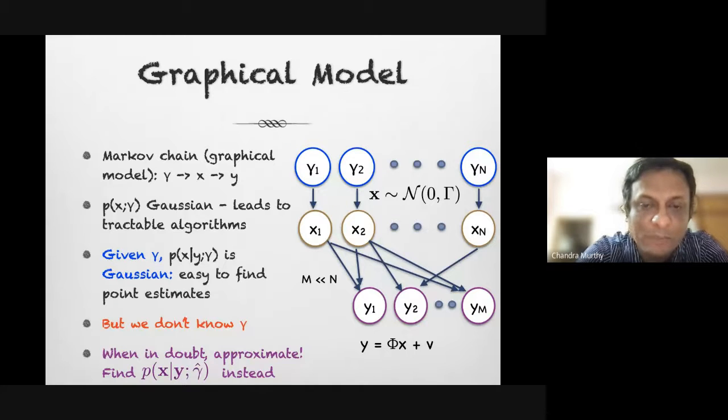However, we don't know gamma. I mean, that's the whole point here, that we started out by saying that gamma is an unknown hyperparameter of the distribution. And so when we don't know it, we have to approximate or estimate it. So instead of using P of x given y parameterized by gamma, we will use P of x given y parameterized by gamma hat, where gamma hat is some estimate of gamma. How do we estimate gamma?